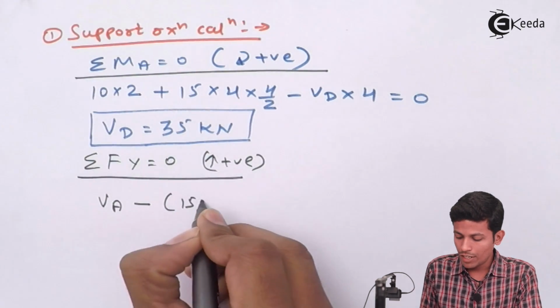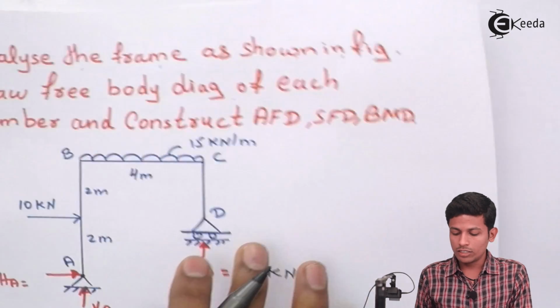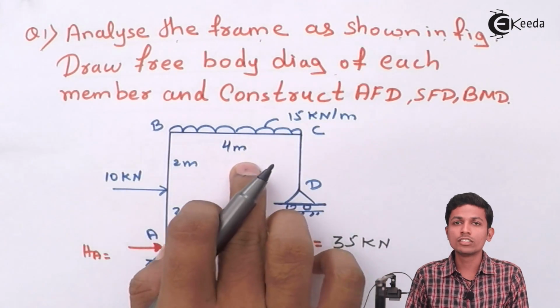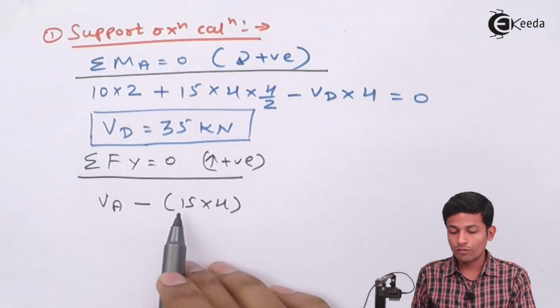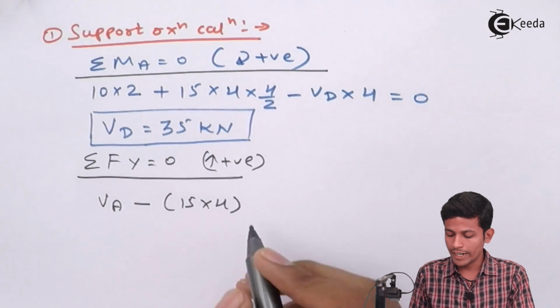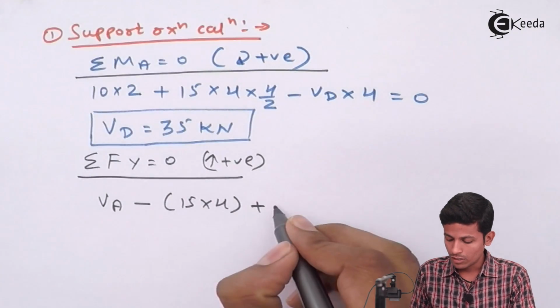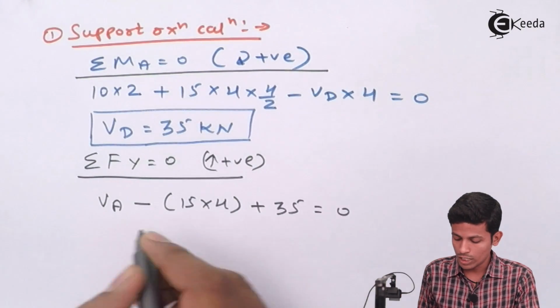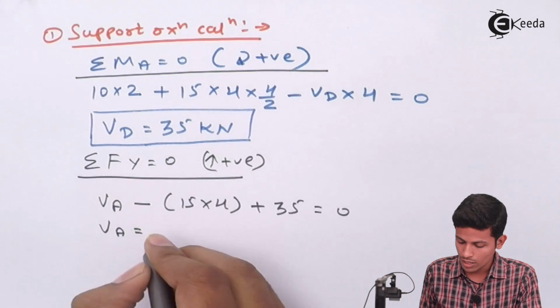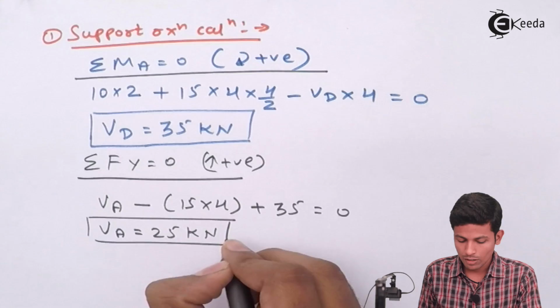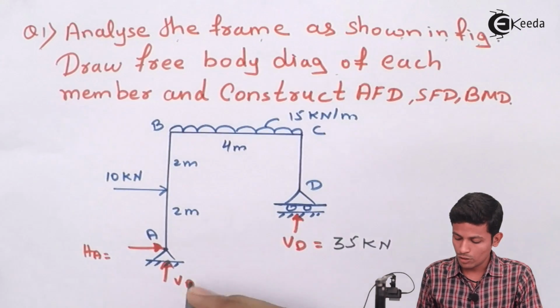minus 15 into 4. See, this is a point load. Sorry, how to convert UDL into point load? 15 into 4, this is your load. So minus 15 into 4, after that plus this VD value, which will be 35, 35 is equal to 0. While solving this, you get the value of VA. Your VA value will be 25 kilonewton.